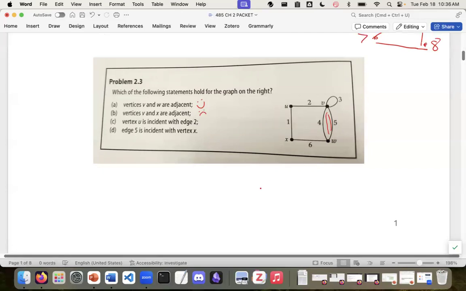Is vertex U incident with edge 2? Here's vertex U, here's edge 2. Are they incident? Yeah, because edge 2 is connected to vertex U. And then is edge 5 incident with vertex X? Edge 5 over here, is that the case? No, because they're not connected to each other. They're two different parts of the graph. Okay, so A, yes, B, no, C, yes, D, no.